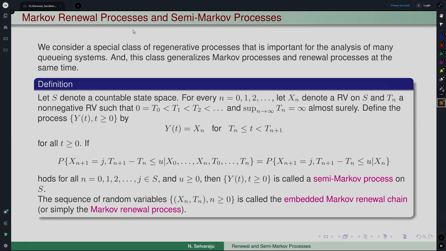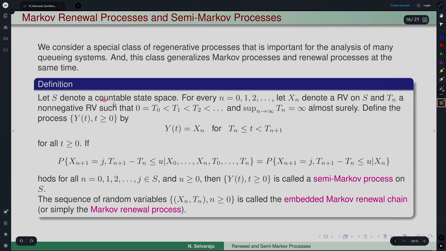This particular class, the semi-Markov process or Markov renewal process, generalizes the Markov processes and renewal processes at the same time. It is a generalization of both Markov process as well as renewal process, but it is a special class of regenerative processes. Of course, one can go to further processes, which we are not going to do. We will stop at the semi-Markov process only, because that is what you would need. So, let us first define what this process is all about.